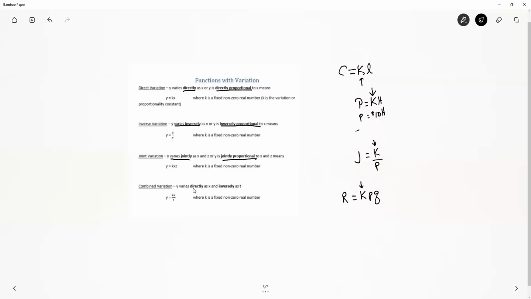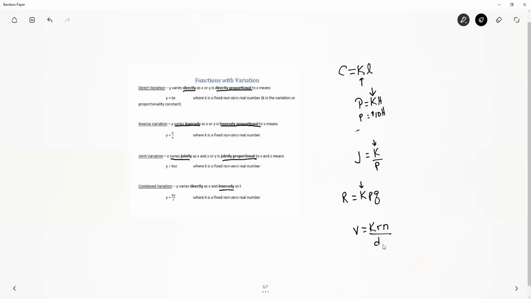That means that there's some that could be directly and some inversely. So the easiest way to remember this is anytime you hear the word inversely, it goes in the denominator. Everything else goes in the numerator. So if I say V is jointly proportional to R and N, and inversely with D, it would be like that. So only D went in the denominator because I said the word inversely.